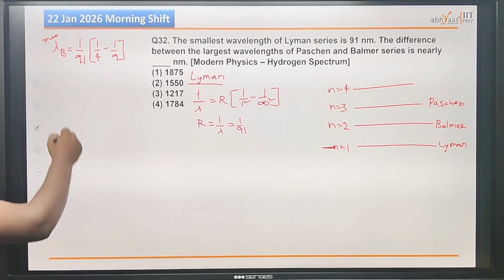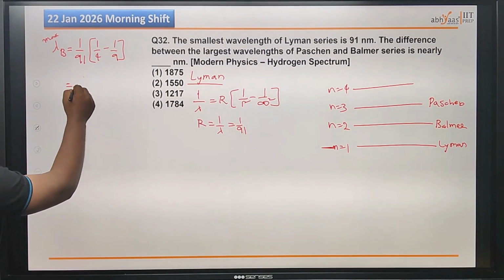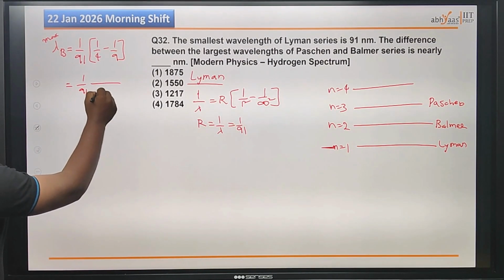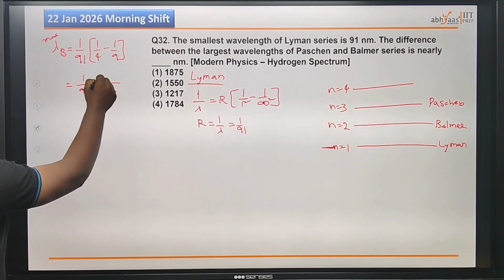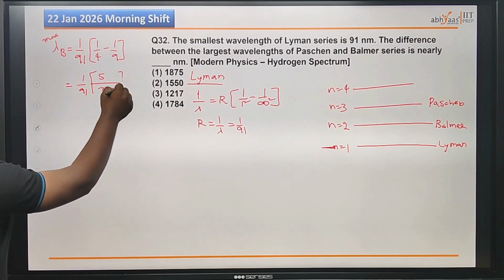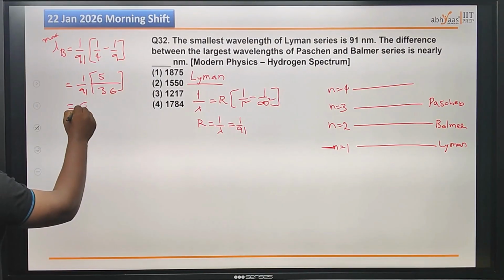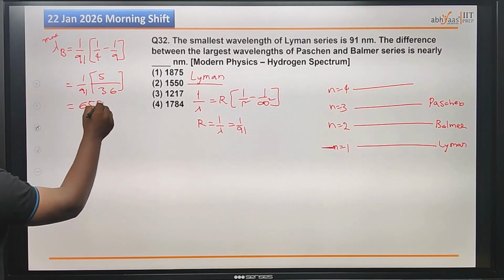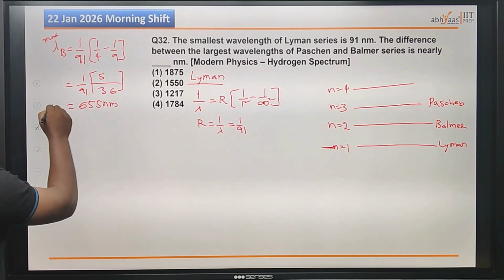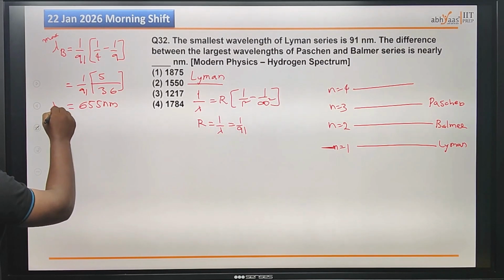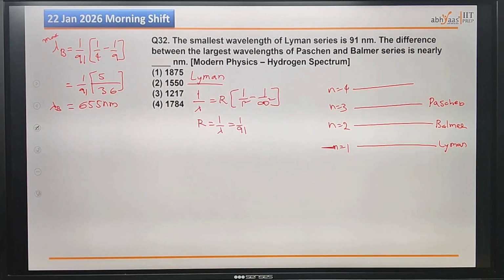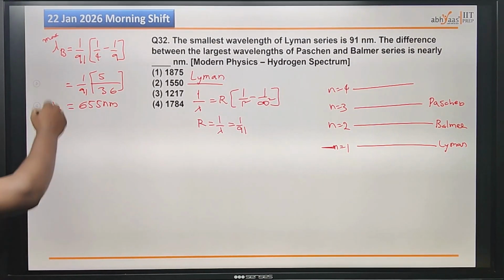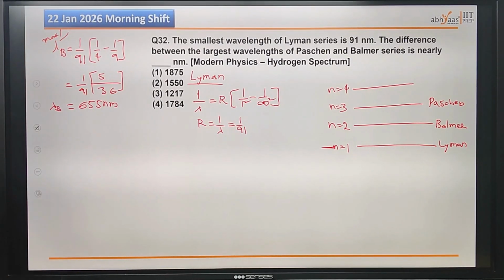Maximum wavelength. So if you observe here, 1 by 91 minus the 36, so 5. So if you solve this one, you will get 655 nanometer. That is our Balmer wavelength. This is 1 by lambda.